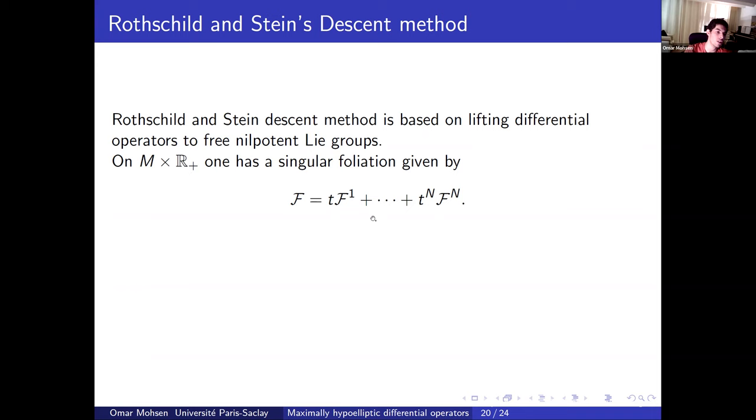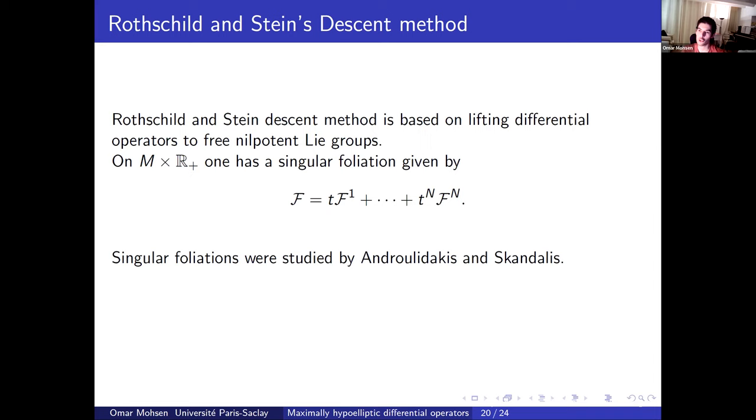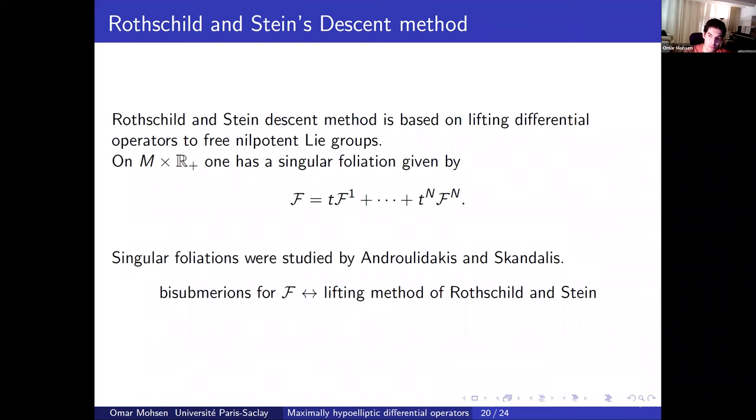Now, singular foliations have been studied by Androulidakis and Skandalis, and they introduced what they call bisubmersions, which are essentially local charts for what they call the holonomy groupoid of singular foliations. Our first observation is that bisubmersions for this specific singular foliation are exactly the same thing as the lifting method of Rothschild and Stein. Here you have to use some work by Debord, Skandalis and Junken, Van Erp and Junken. But essentially, what Rothschild and Stein were doing is exactly the same thing as studying bisubmersions for this specific singular foliation. Now, till now, we didn't win anything new. We just rewrote all things in new language. That's not new by itself.